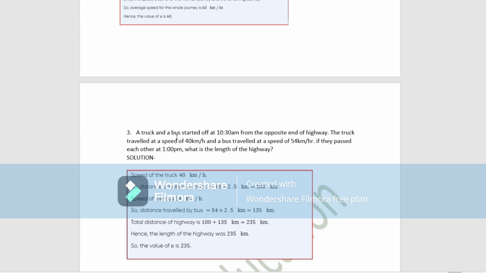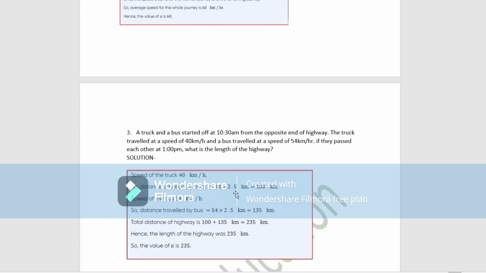So here it is telling that the truck and the bus both started the journey at 10:30 am. And the truck traveled at a speed of 40 km per hour and the bus traveled at a speed of 54 km per hour. So in that case, what we have to find out, see, what is the speed of the truck? Speed of the truck is 40 km per hour. So the distance of the truck is what?